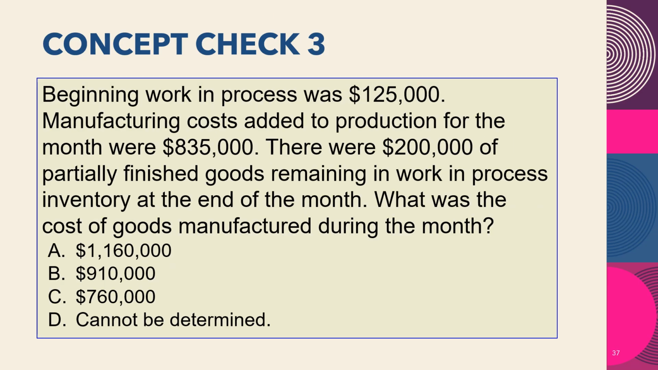Concept check number 3. Beginning work in process was $125,000. Manufacturing costs added to production for the month were $85,000. There were $200,000 of partially finished goods remaining in work in process inventory at the end of the month. What was the cost of goods manufactured during the month?